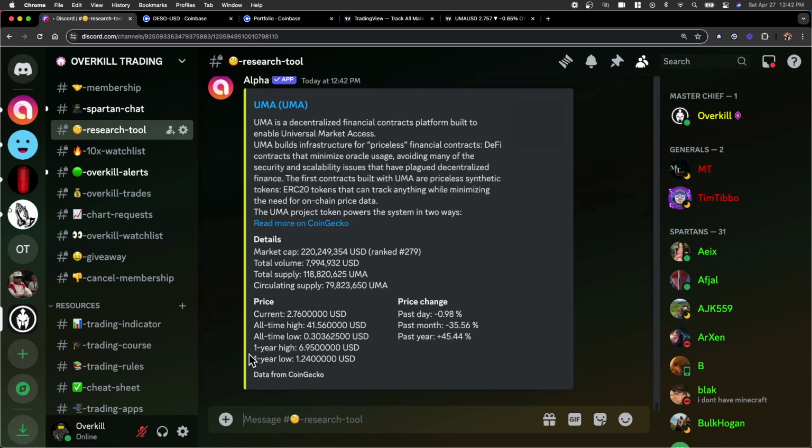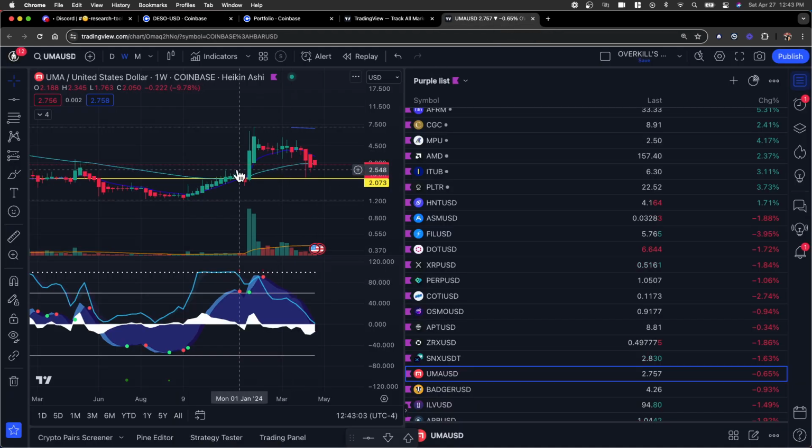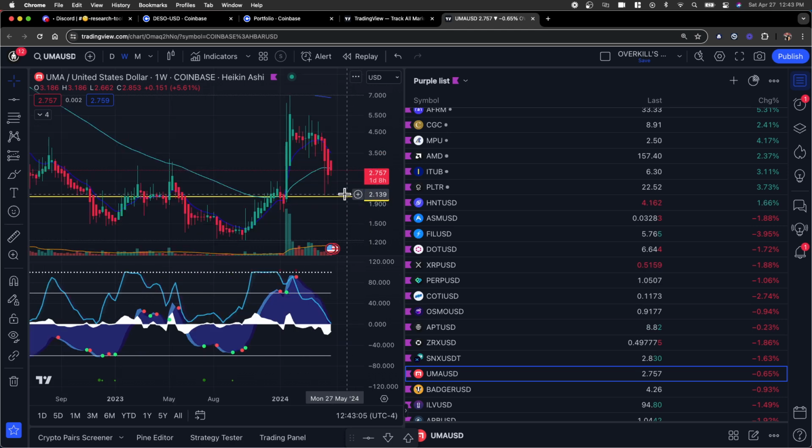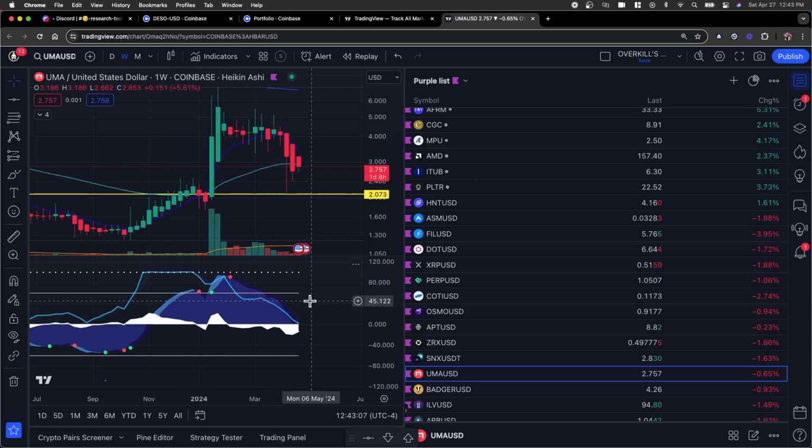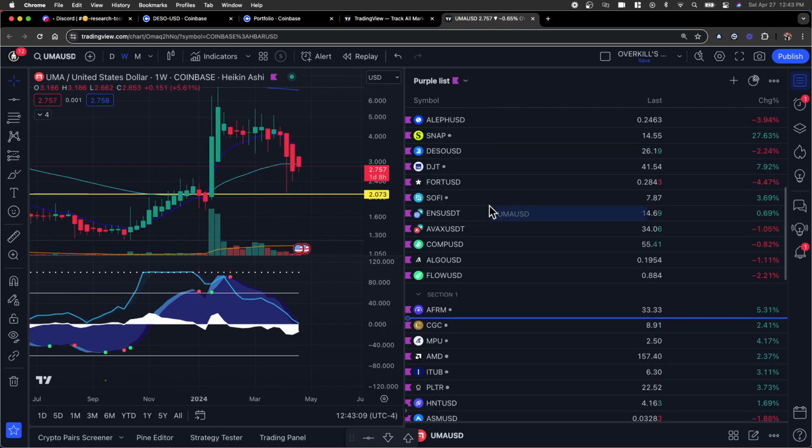But it is on the buy list, so it's about a $220 million company. Financial contracts platform built into the Universal Market Access. UMA builds infrastructure for priceless financial contracts, DeFi contracts that maximize oracle usage, avoiding many security and scalability issues that have plagued decentralized finance. It's built on the Ethereum network. Okay, so this one's interesting. I think the level to watch on this one is going to be $2, but the stochastic is back down there on the floor. Let's go ahead and add this one.